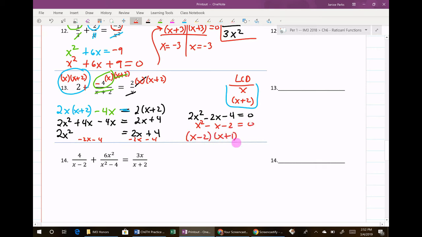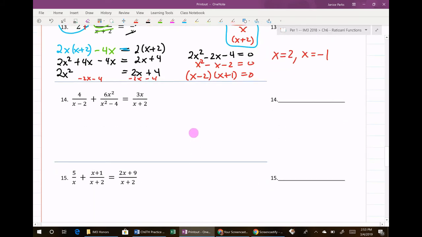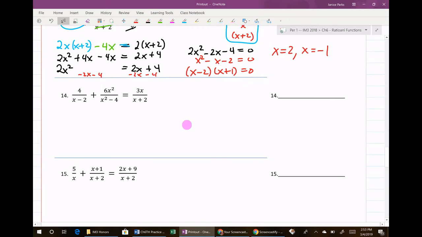So the factors of negative 2, they give you negative 1. When you solve this, you get x is equal to 2, x is equal to negative 1. 2 is fine because it doesn't make either one of those 0. That's 2 plus 2, and that's 2, and then negative 1 is also fine, so both answers are okay. For number 14, we need to factor this denominator into x plus 2, x minus 2. That's the LCD.